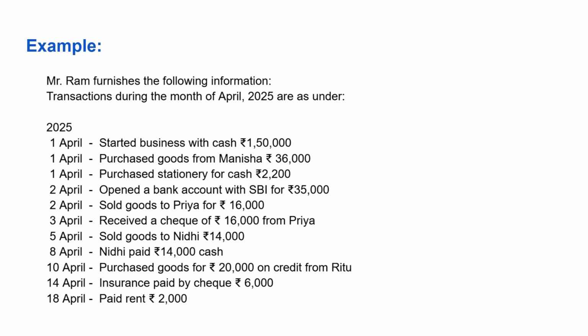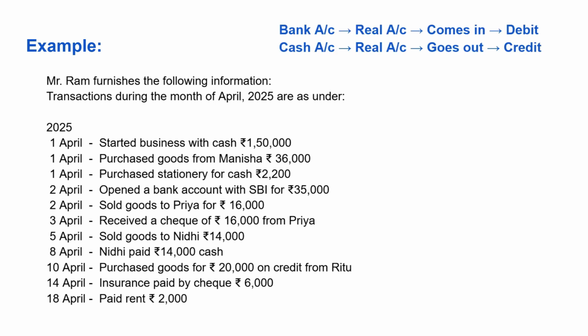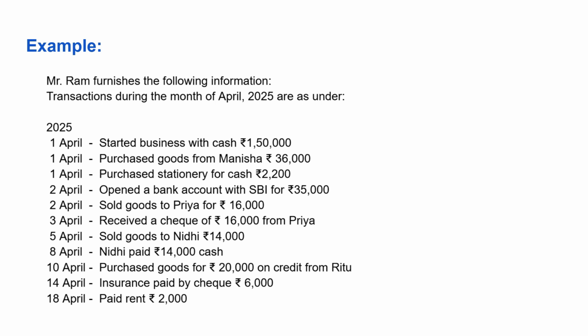2nd April, opened bank account with SBI, rupees 35,000. Here the two accounts affected are bank account and cash account. Why? Because bank is the receiver of cash and cash goes out of the business. So bank account is real account, and cash comes in the bank, so it is debit what comes in. And cash account is also real account, and cash goes out of the business, so it is credit. Let's see how we'll record it.